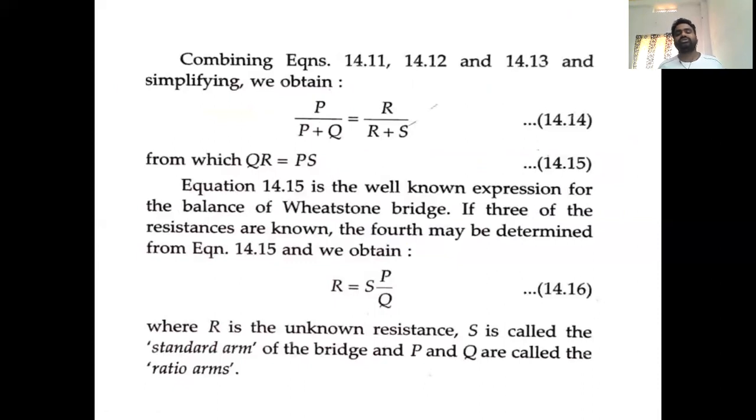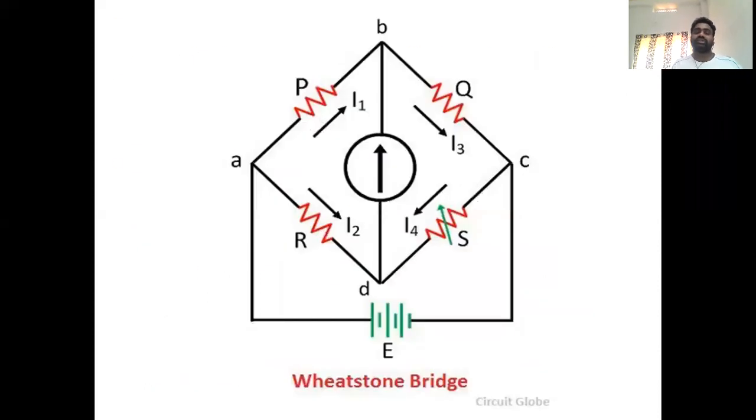In this Wheatstone bridge, three of the resistances are known. What are the three resistances? P is known, Q is known, and R is also known. What is the unknown resistance? This variable resistance is the unknown resistance which we need to calculate.